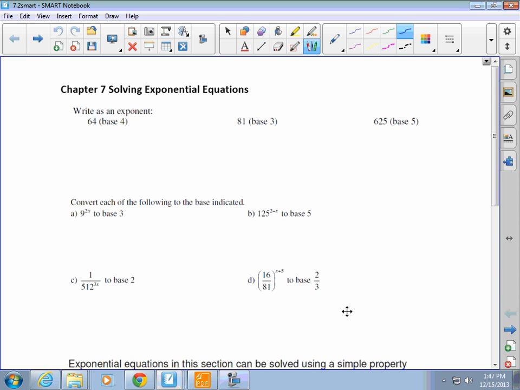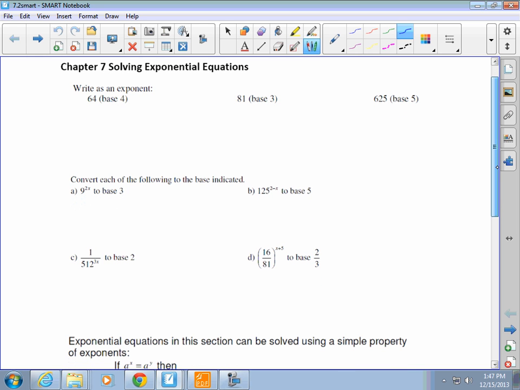Okay, 7.3 is solving exponential equations. So we're taking a look at bases and exponents, and then either working to find out what the base would be or what the exponent would be in a given situation. Example number 1 says write each of these as an exponent.